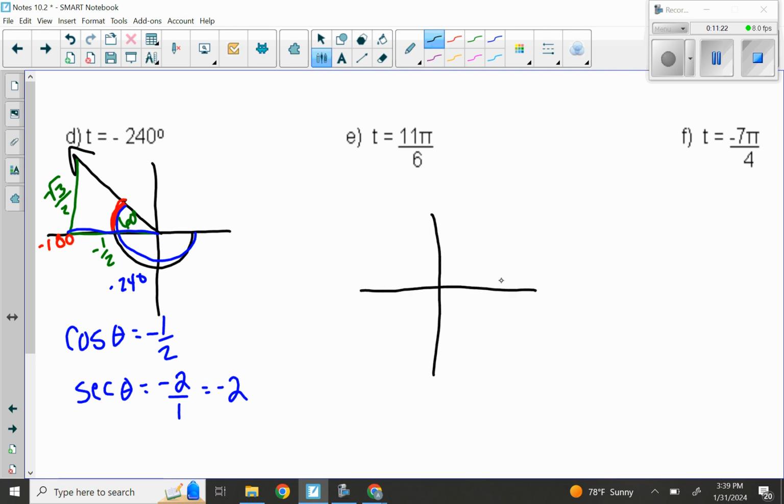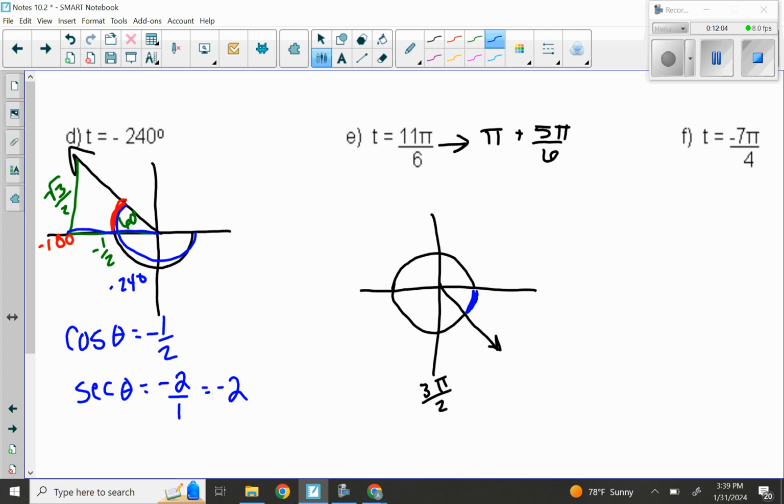Next one. So here, if I think about how many full pies I've gone, 1 full pie plus 5 over 6 pies more. So with that, here's 1 full pie, we should know this is 3 pi over 2. 5 pi over 6 is going to be bigger than that. It's going to land us here. So in this case, we're looking for this angle.